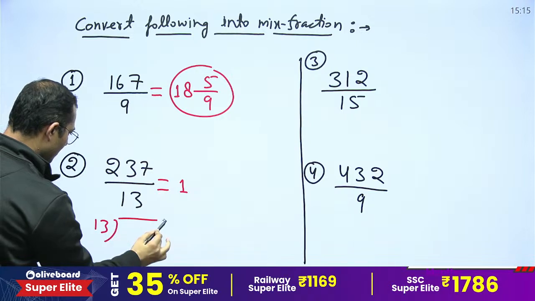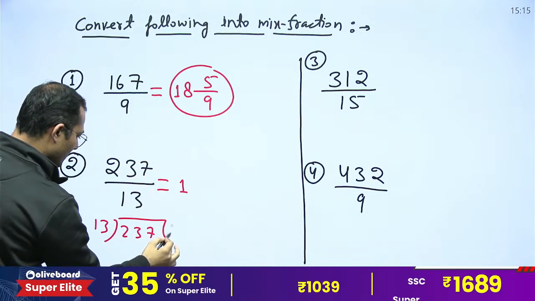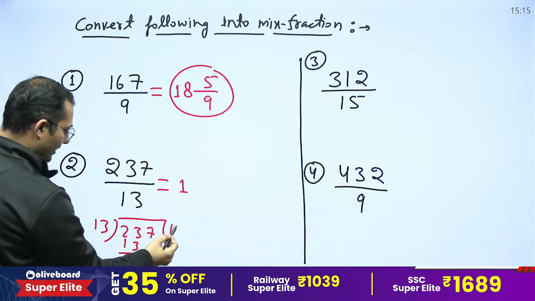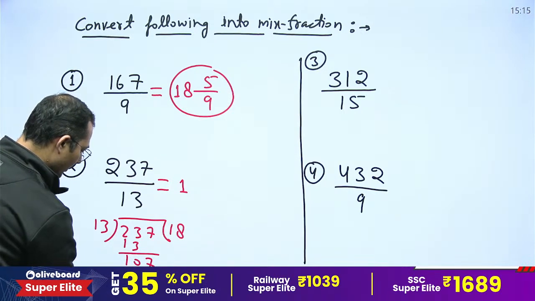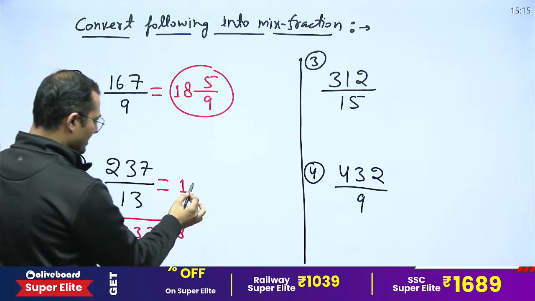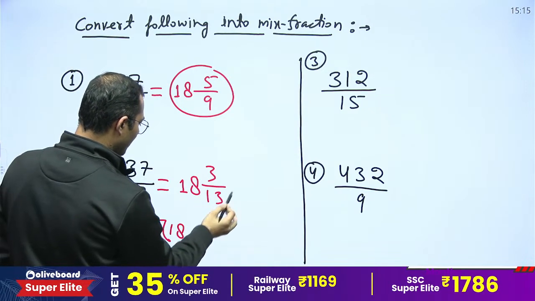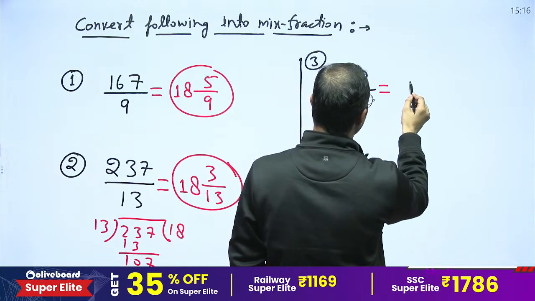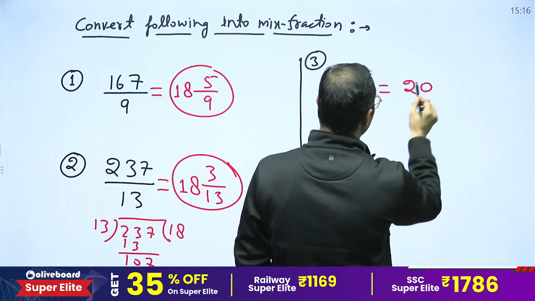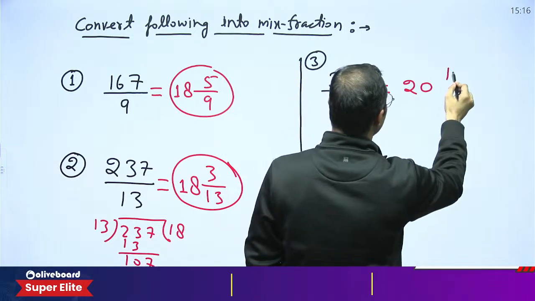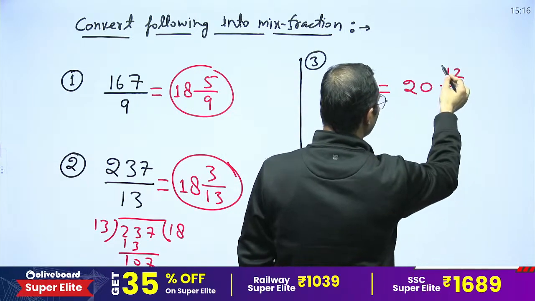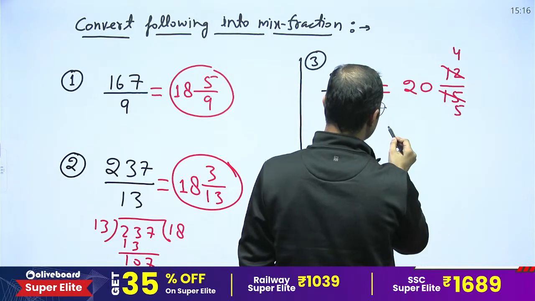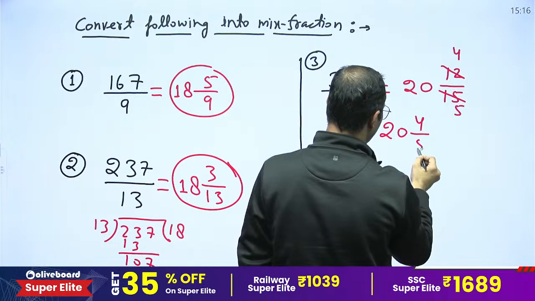See, divide 237 by 13. So 13 ones are 13. Yes. So we can say that 13 eights are 104. So 3 is the remainder, right? So we can say 18 whole 3 by 13. Simple, no problem. So likewise 15 twos are 30. Completely not divisible, take 0. So we can say 12 upon 15. Okay. So now it is cancelled out. We can cancel it. By 3 it is 4 times. By 3 it is 5 times. So 20 whole 4 by 5, right?